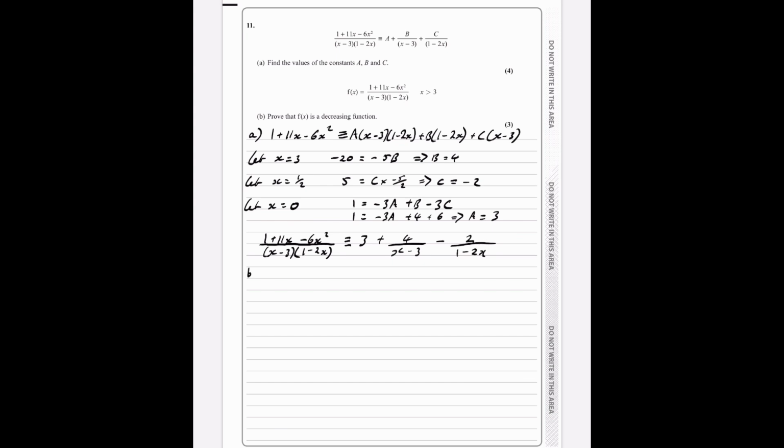Okay, for part B, it asks us to prove that f of x is a decreasing function. For a function to be a decreasing function, its gradient must be negative at every single point on the curve. So it's not just negative for a bit, it's not negative within a range, it is always negative, no matter what, for the function itself to be decreasing.